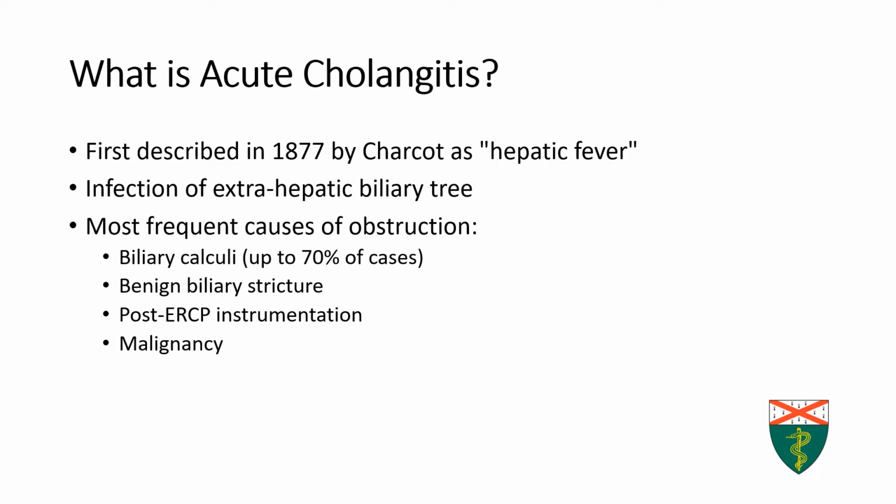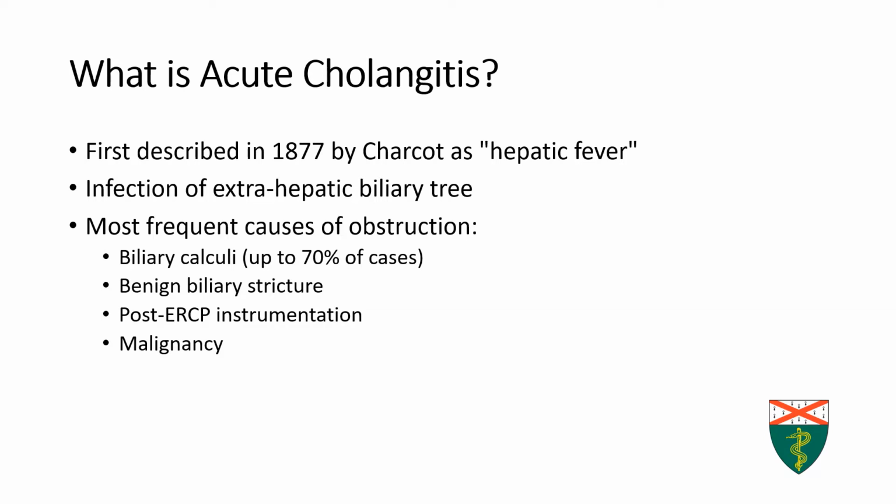Biliary obstruction then causes elevated pressures within the biliary tree and allows the microorganisms and endotoxins from ascending infection to enter the systemic circulation and cause a systemic inflammatory response. This mechanism drives the clinical manifestation of acute cholangitis: pain and jaundice from biliary obstruction and fever from systemic inflammatory response.